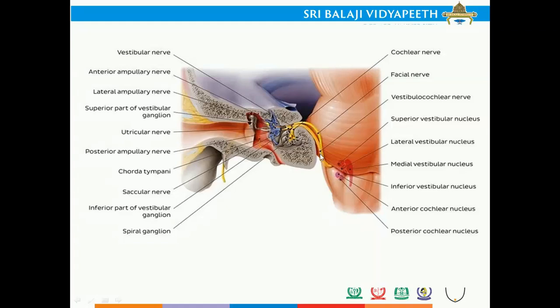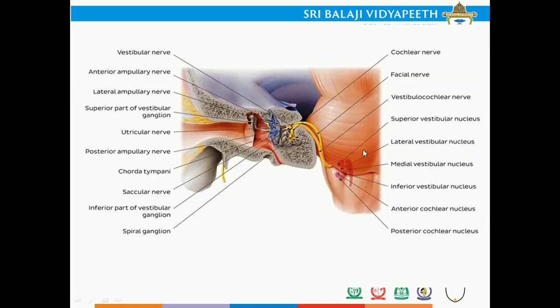If you find here, this is the pontomedullary junction, because this is the pons area and this is the medullary area, very clearly showing the pontomedullary junction. In the lateral part of the pontomedullary junction, you get the vestibulocochlear nerve coming out from the vestibular nuclei that are located within the brainstem.